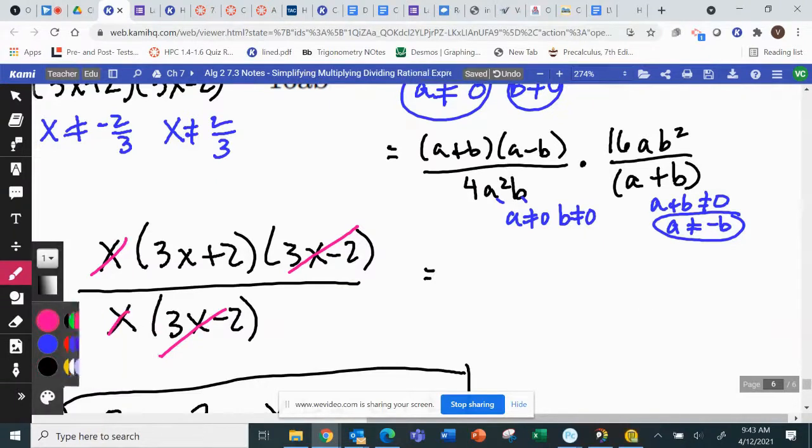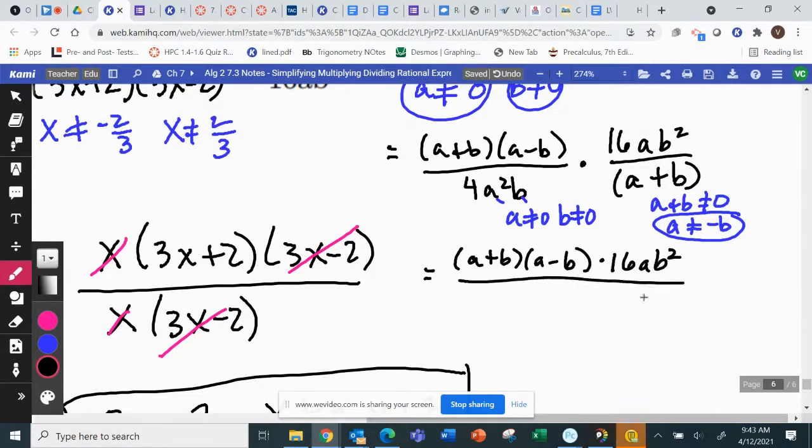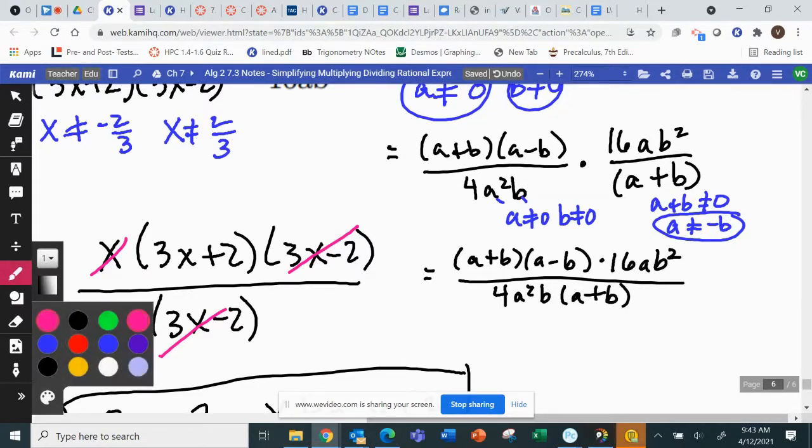And then I can multiply straight across, then cancel. A plus B, A minus B. I probably should have put this in front, but I wasn't thinking. 16B squared, 4A squared B, A plus B. We're going to cancel the A plus B's. I'm also going to cancel a 4. I'm going to cancel one of the A's and one of the B's.